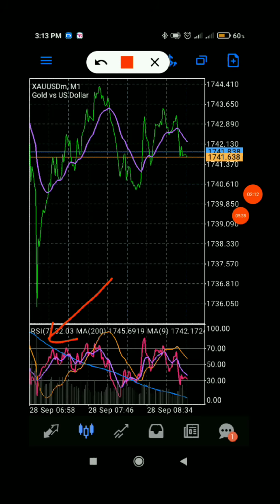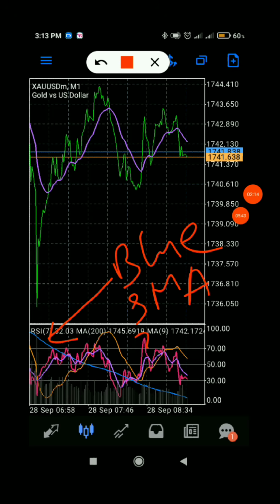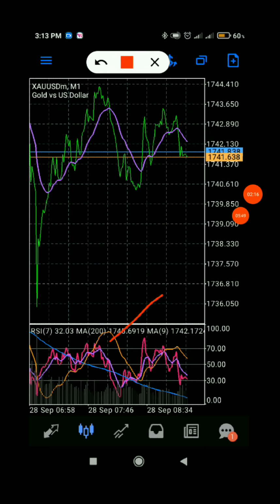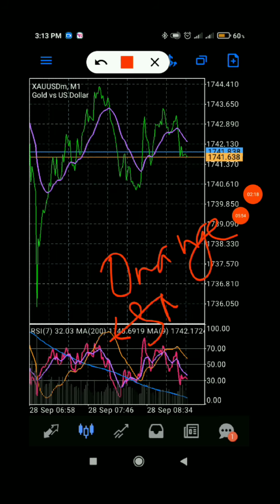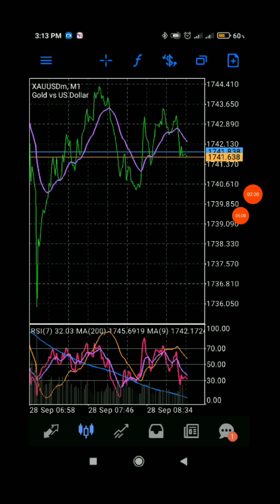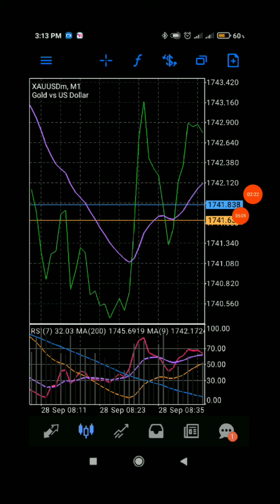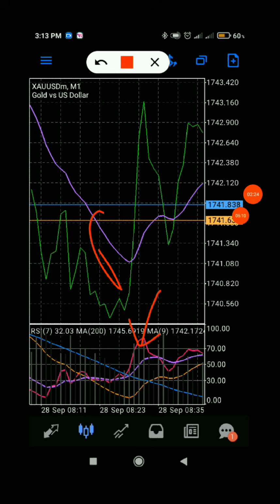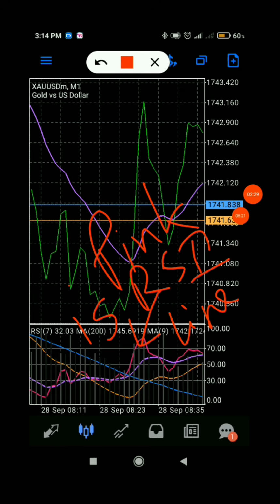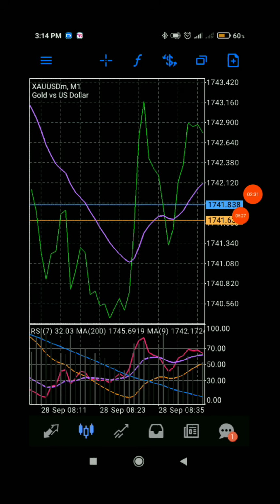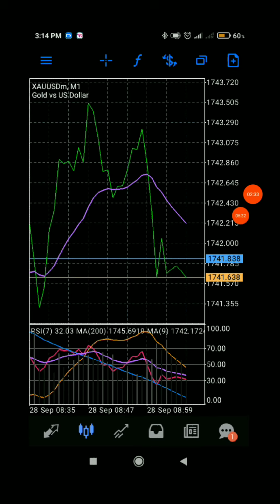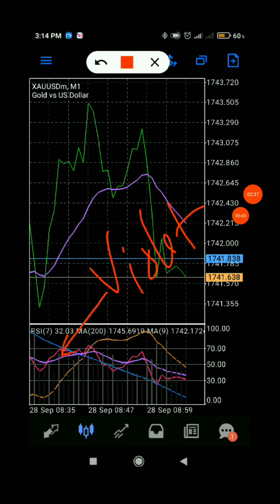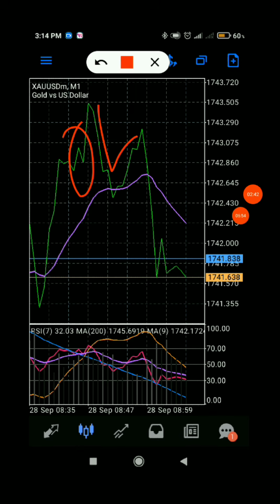So have a look at the chart. This is the orange smooth moving average, and this is the pink color, that is the RSI line with period 7, and here violet on the second window, that is EMA 9.